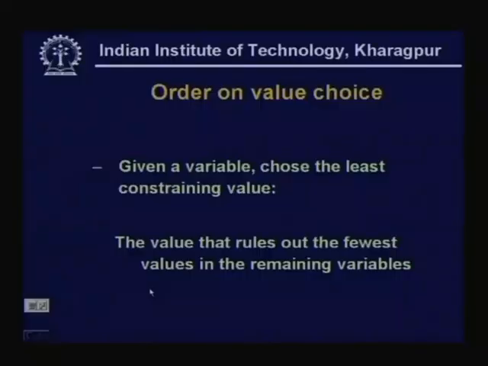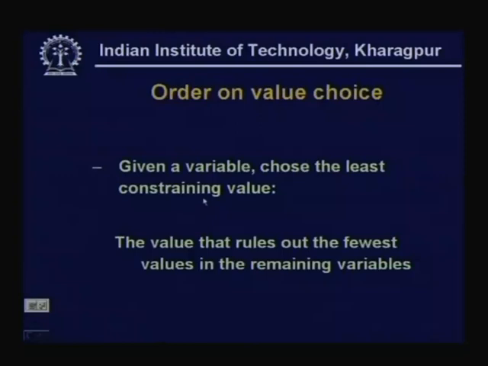Next, once we have chosen a variable, we have to choose the order of value assignment. And here the heuristic is to choose the least constraining value. You see, all variables have to be assigned a value in the solution, but each variable has to be assigned only one value. So, our intuition is to choose a value which is most likely to take you to a solution, and so consider that value which constrains the domains of the remaining variables the least. That is the value that rules out the fewest values in the remaining variables.